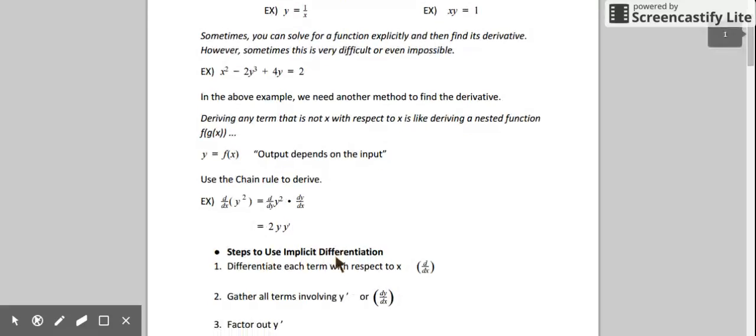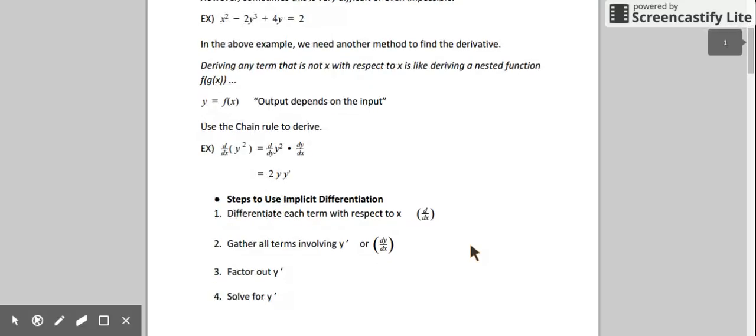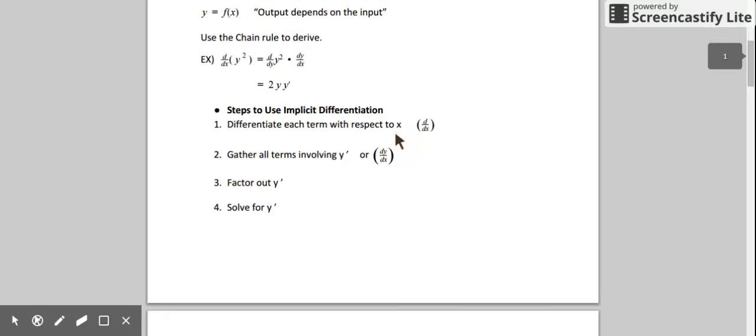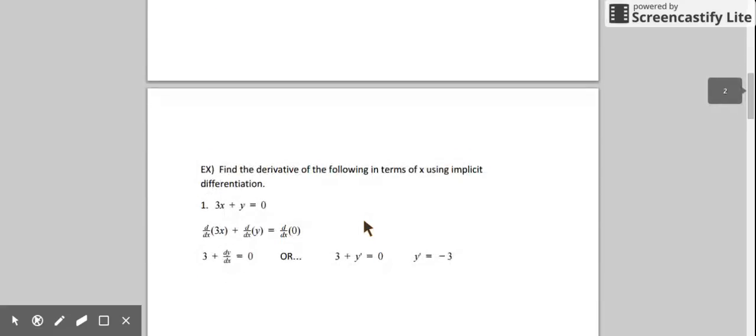The easiest way to think about this is anytime you derive a variable that is not x, use your normal derivative rules and then just attach the derivative of that variable to the end of it. So when we use implicit differentiation, we're going to derive each term individually with respect to x. We're going to try and solve for y prime, so we're going to gather all of our terms that have y prime in them so that we can factor that out and solve for y prime. Let's see how that works.